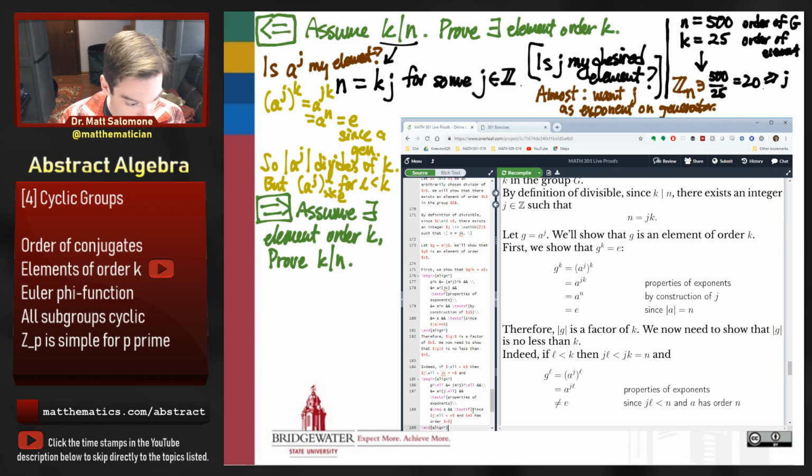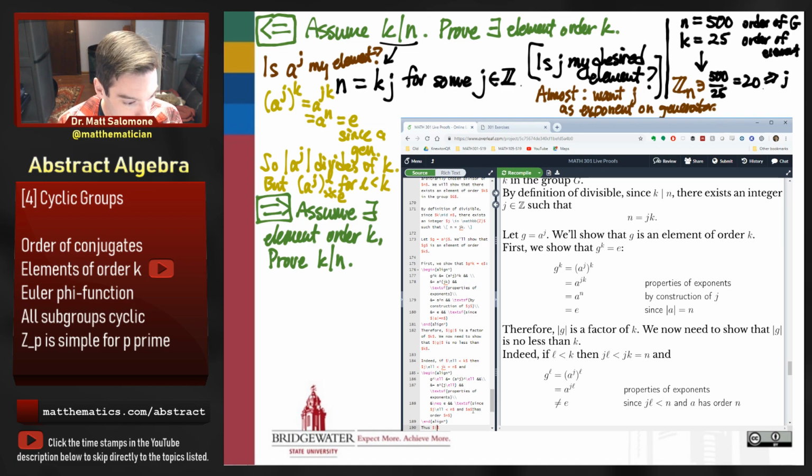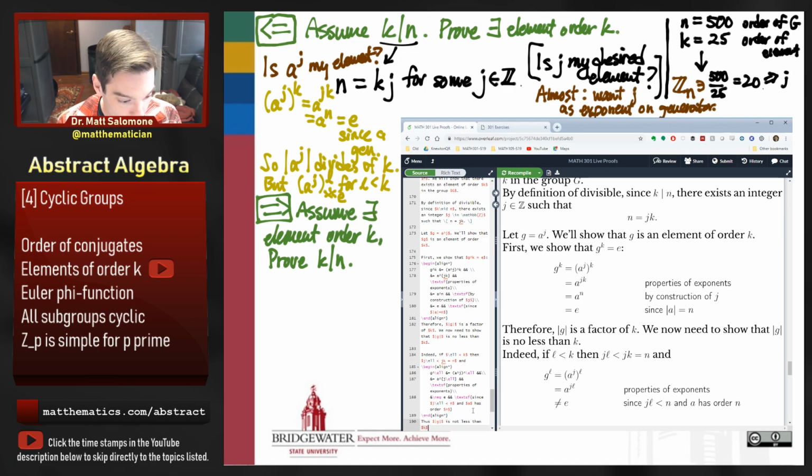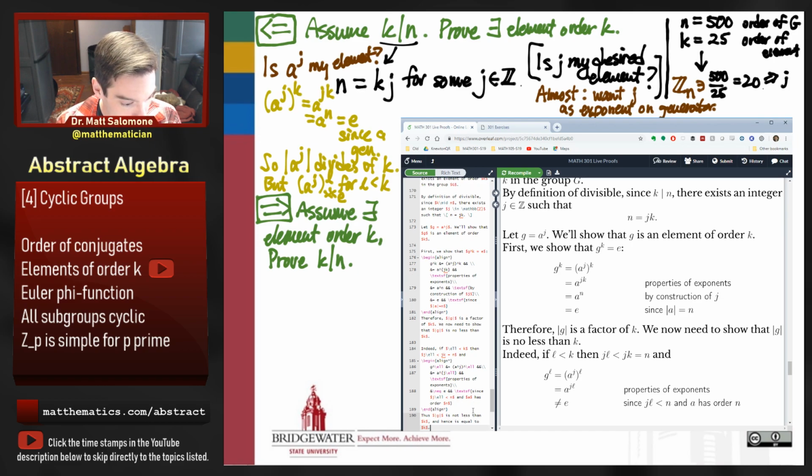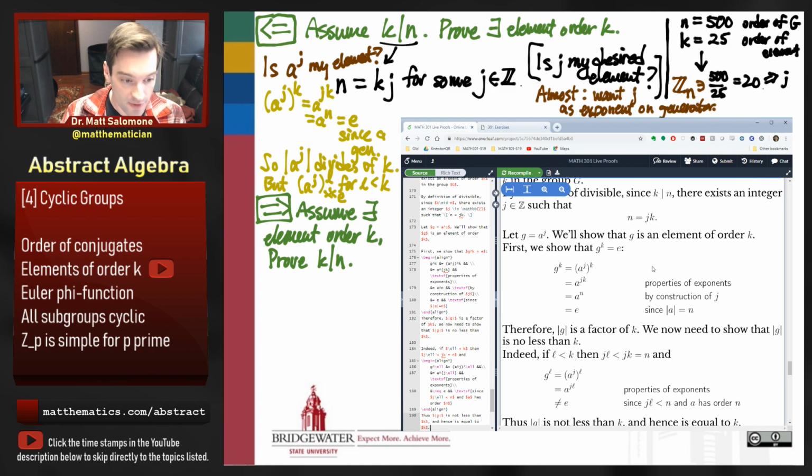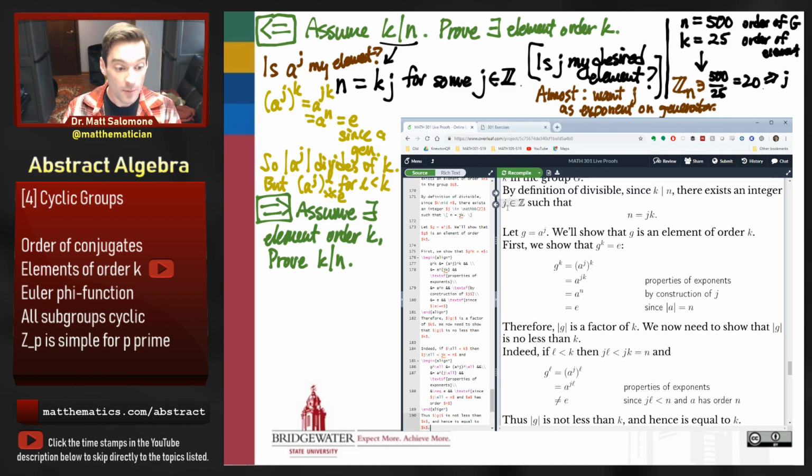And therefore, at the end of the day, the order of g is not less than k, and hence is equal to k. So we showed this in two pieces, and this is always the trickiest part about making arguments about order. We first showed that the kth power of g is equal to the identity, and therefore the order of g is at least a factor of k. But what factor of k is it? We have to show that not only is the kth power the identity, but no smaller power than the kth power can be the identity.